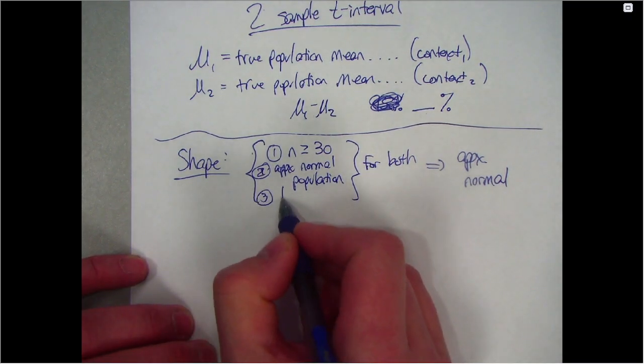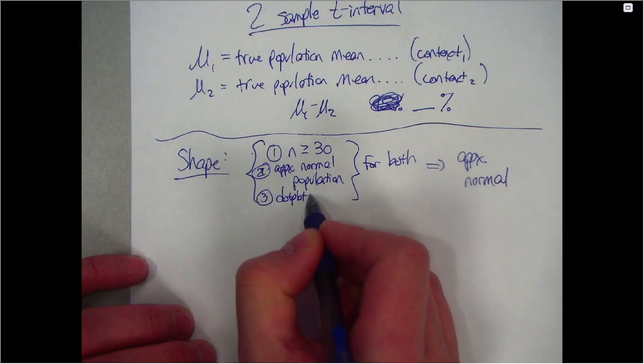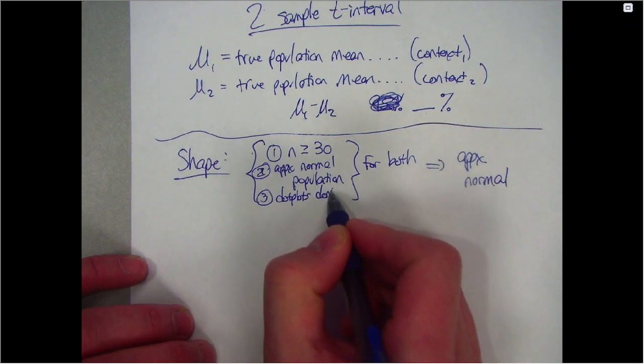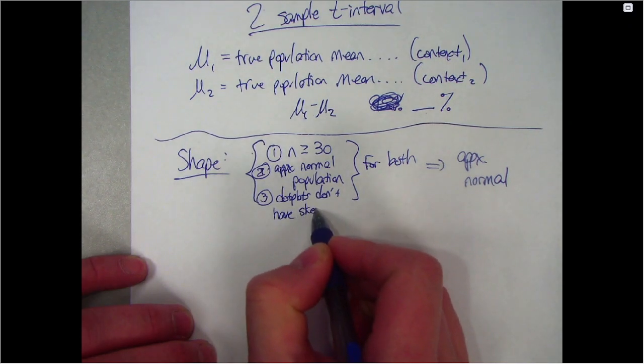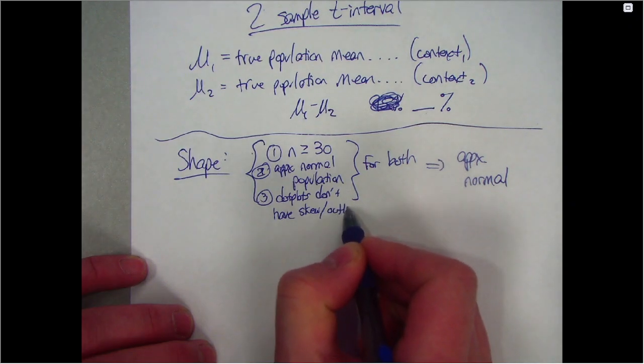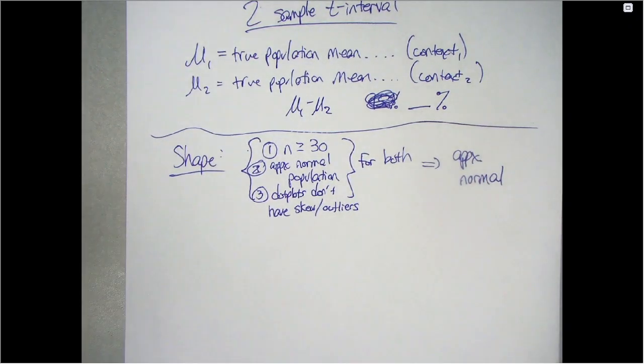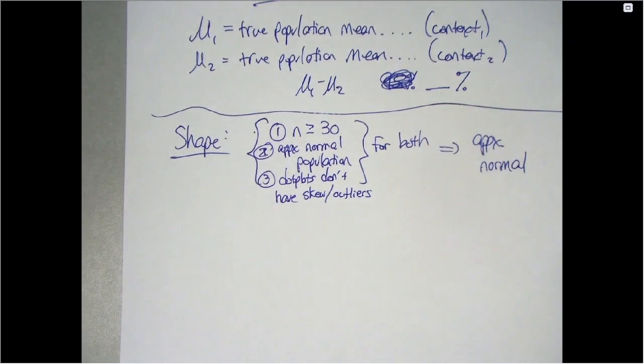And then 3 is the dot plots don't have skew or outliers. So again, usually you'll get one of the top two. You can just say it, but if you don't get one of those, you have to make a dot plot. And just say, yeah, this looks fine.